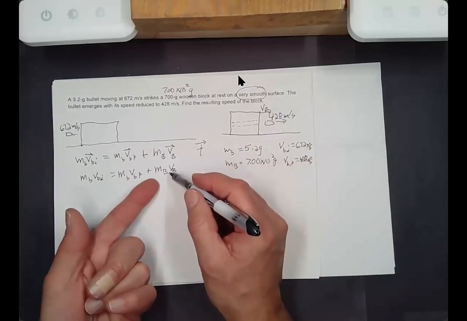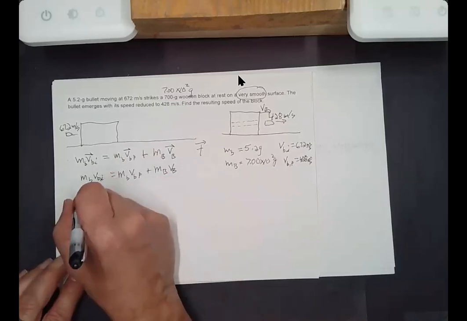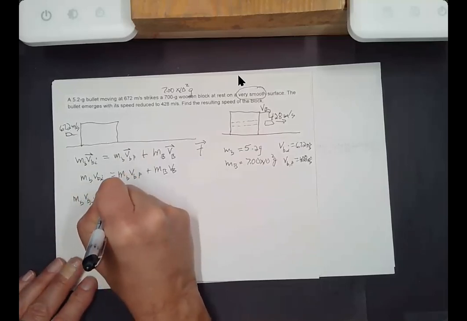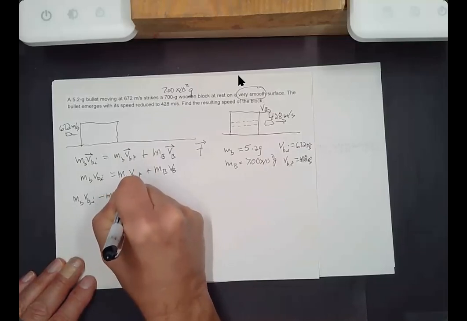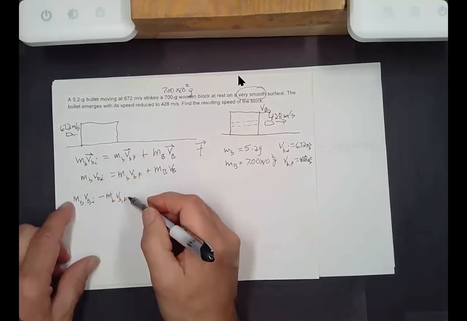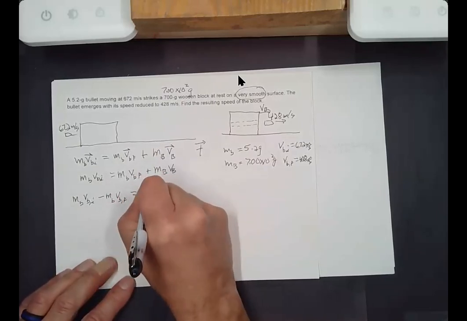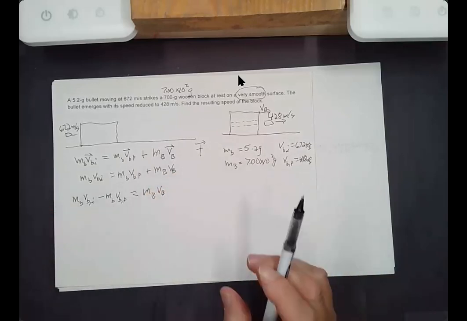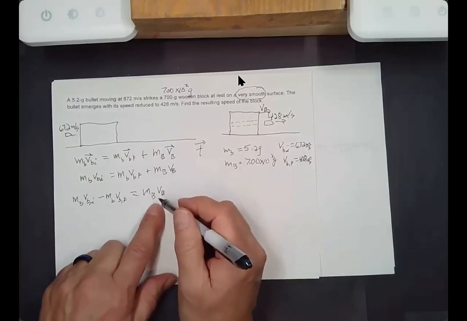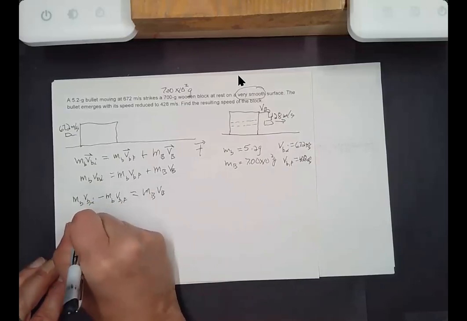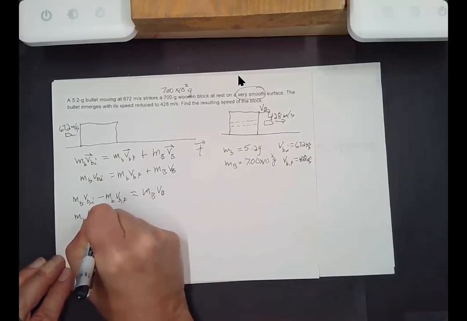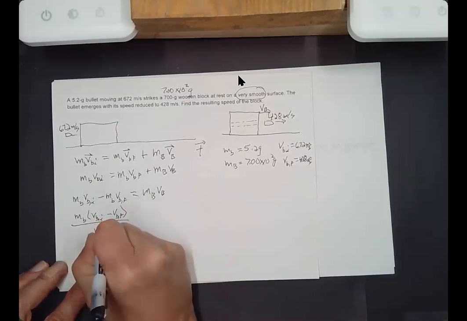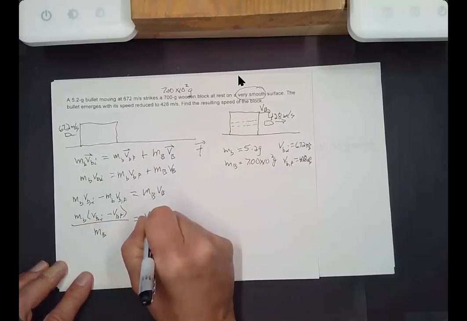Well, we can do this pretty easily. If I subtract this from both sides, mass of the bullet, V bullet initial minus the mass of the bullet, V bullet final. This is the momentum lost by the bullet. It will equal the momentum gained by the block. So between this system of block and bullet, the momentum is conserved. And I'll factor out the M B here, V B initial minus V B final, divide by the mass of the block, and that'll be the final velocity of the block.